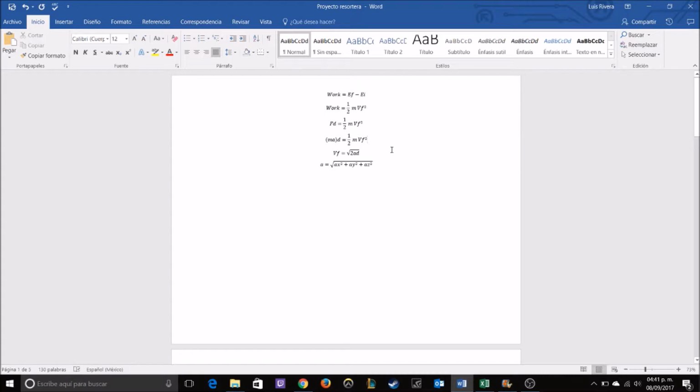And also it's very good to consider that the acceleration, you should take it in the three components: X, Y, and Z. Because if you take it in only two components, it wouldn't be a 3D object.